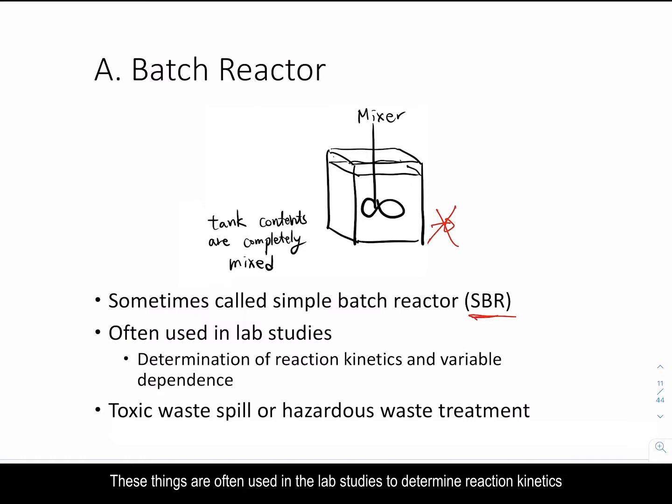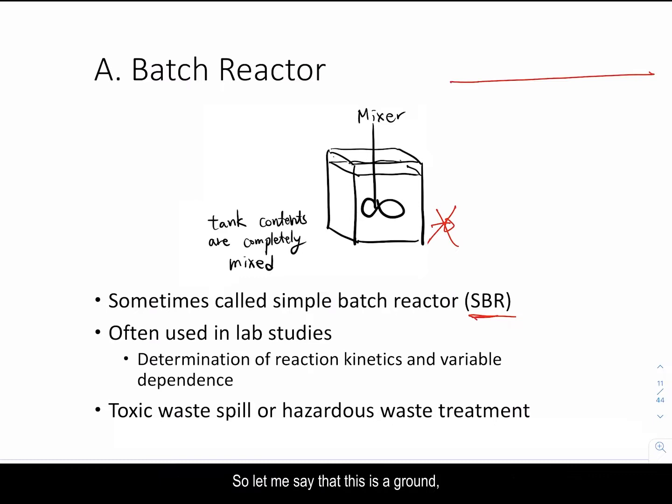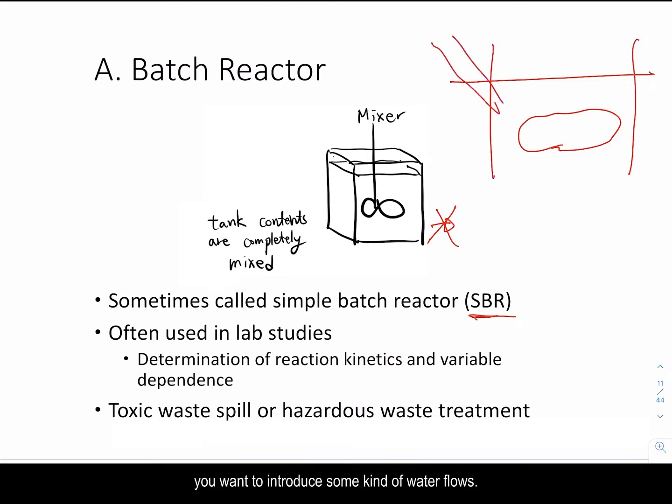And these are often used in lab studies to determine reaction kinetics and what kind of different variables may influence the performance and so on. And in a real system, we may also sometimes design our treatment process based on this batch reactor form. For example, if you have a toxic waste spill or hazardous waste in the ground, so let me say this is the ground, and you might have contaminants. Then the last thing you want is to introduce some kind of water flow here, so it's going to go down to the other place, right?